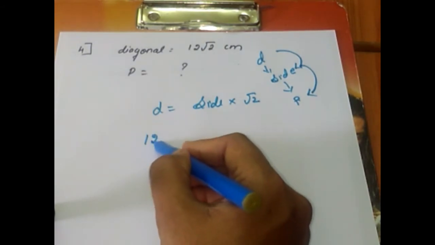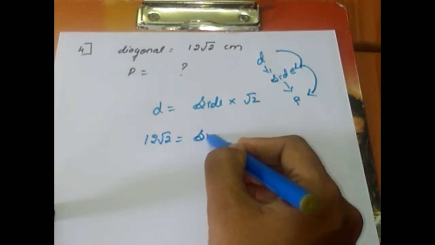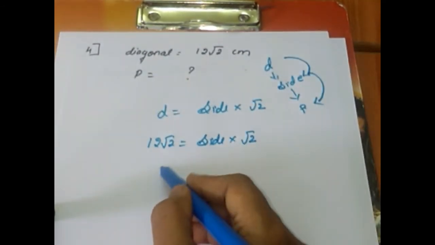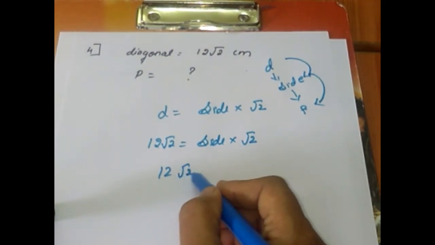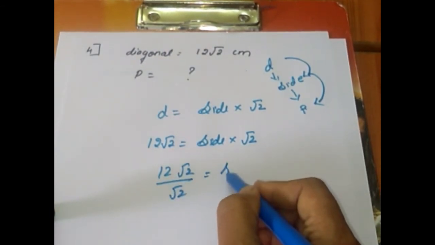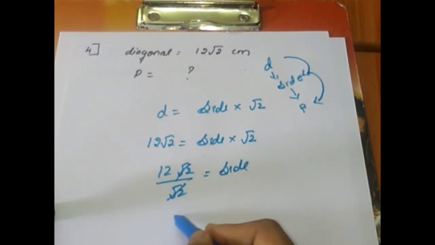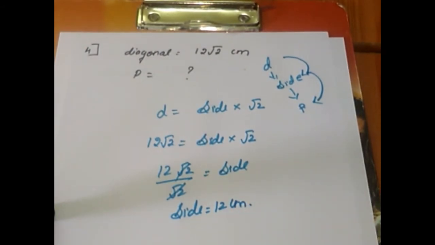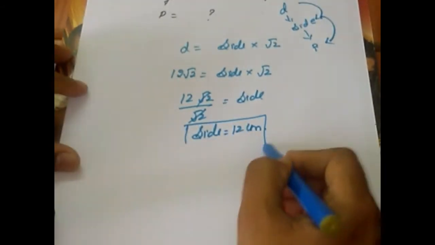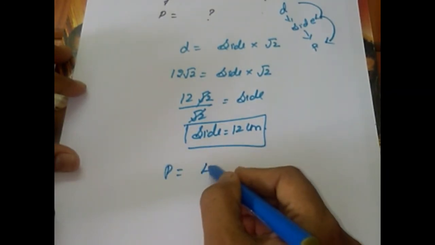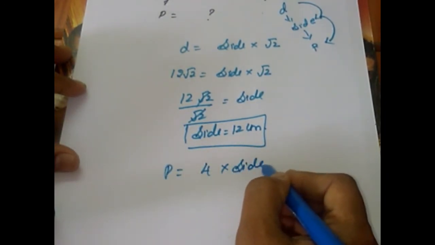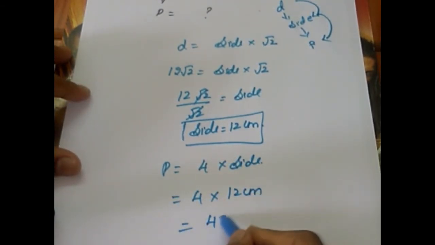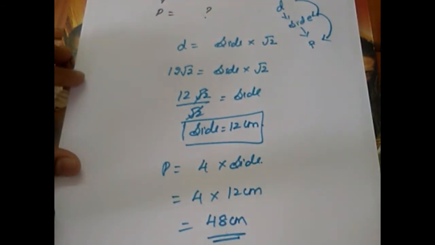So here the diagonal 12 root 2 is equal to side into root 2. Bring this root 2 to the other hand side. As it is multiplied, when it is shifted, it will be divided by root 2. So root 2 gets cancelled. The measure of the side of the square is 12 centimeter. Then what is asked to calculate? Perimeter. Perimeter will be equal to 4 into side, that is 4 into 12 centimeter, that is 48 centimeter.